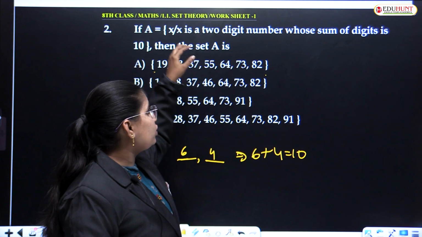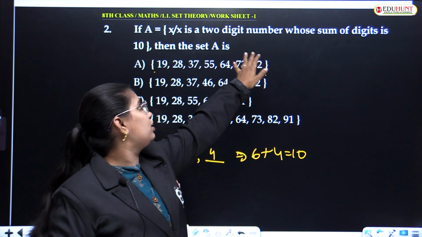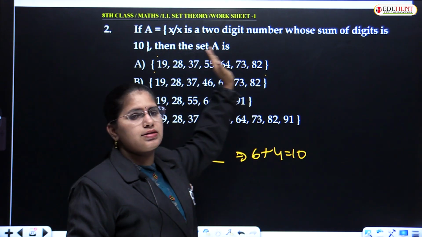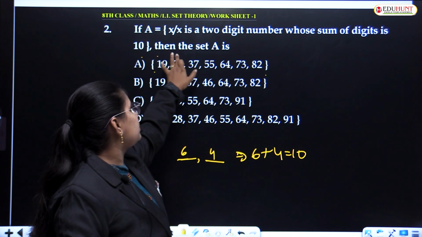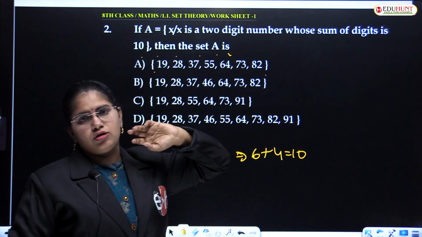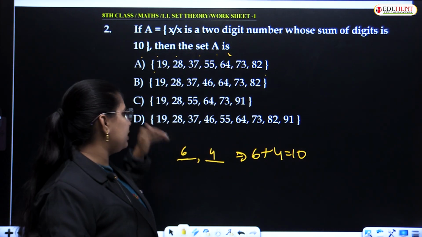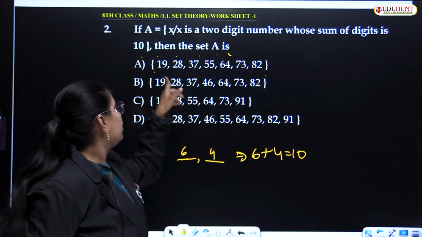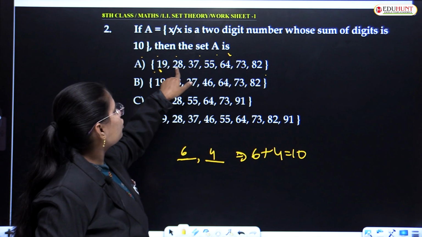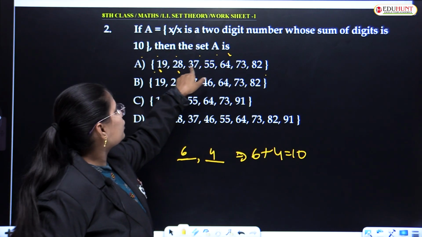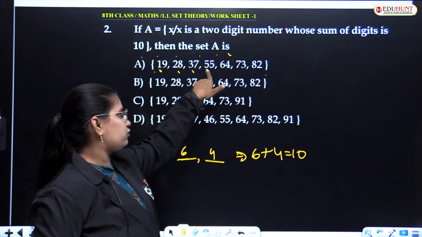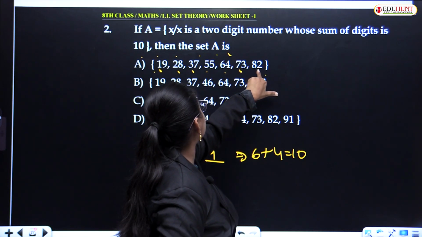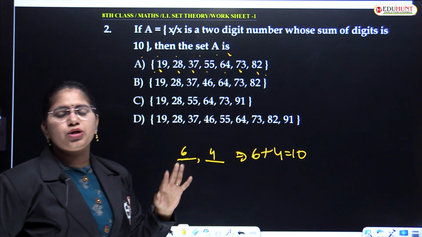So as per the given question, x is a 2-digit number whose sum of digits is 10, then the set A is dash. So what is that set then? Let me check with the first option, second option, third option. 1 plus 9, 10. 2 plus 8 is also 10, right? 3 plus 7, 10. 5 plus 5, 10. 6 plus 4, 10. 7 plus 3 is also 10. 8 plus 2 is also 10, right? So option A is being satisfied.